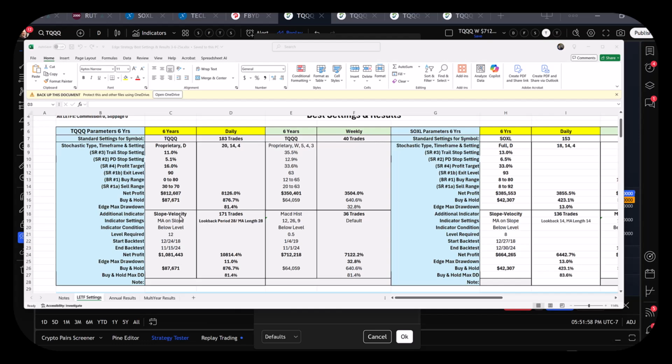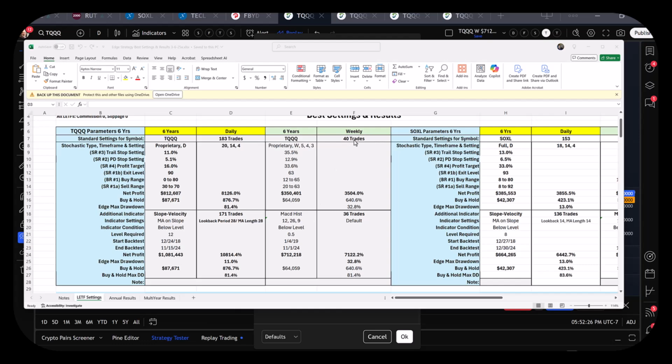But you'll see that in this case, we used it here, the moving average on slope indicator. But when we go over to the weekly version, here we look for a $350,000 net profit without an additional indicator. But if we add on the MACD histogram additional indicator, we're looking for about $712,000.